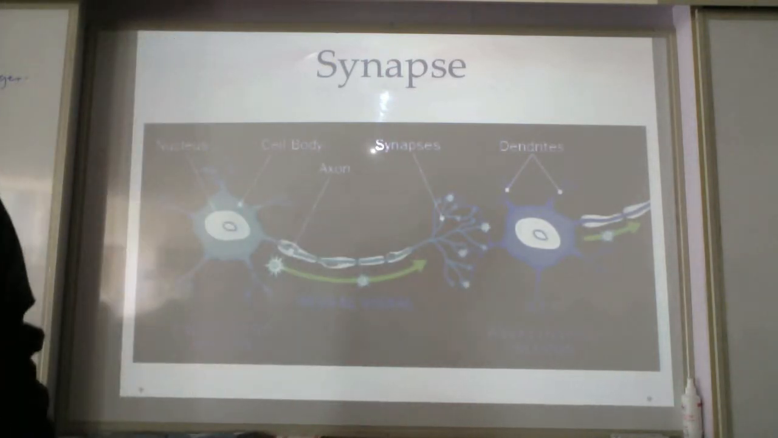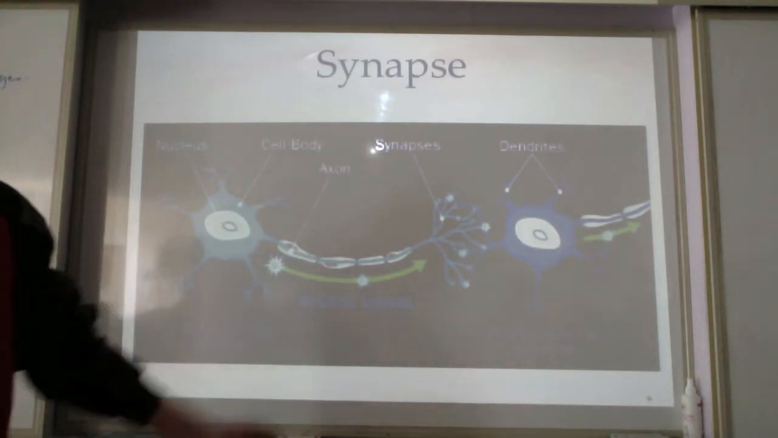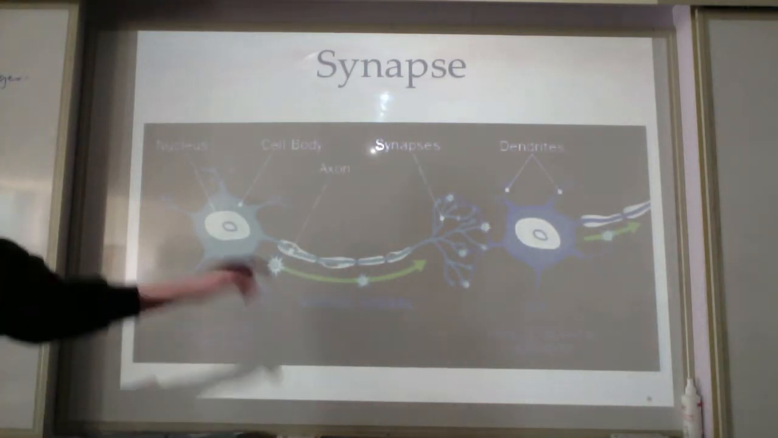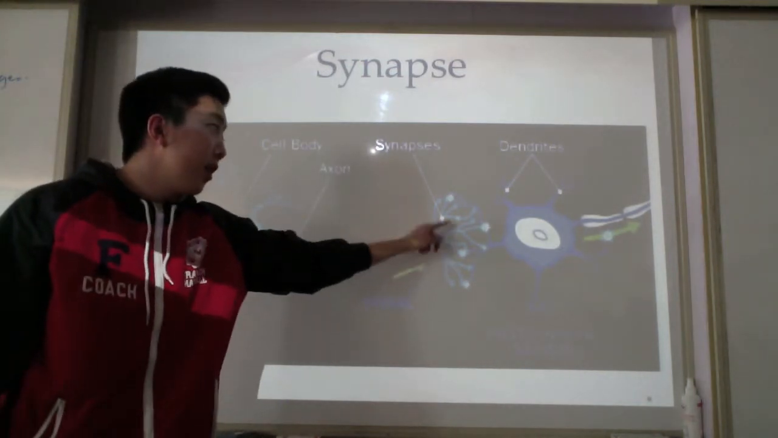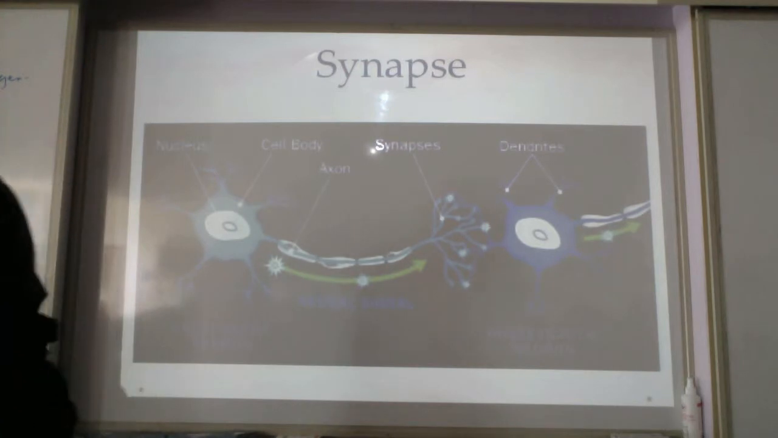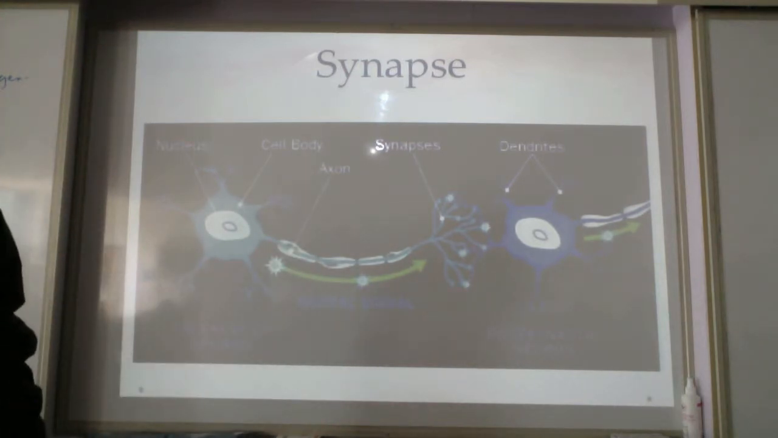the synapse. And so the synapse is the physical gap between the presynaptic neuron and the postsynaptic neuron. And the action potential goes down this way, down the cell, and when it reaches here, it will trigger a chemical release to continue the signal to another nerve cell.